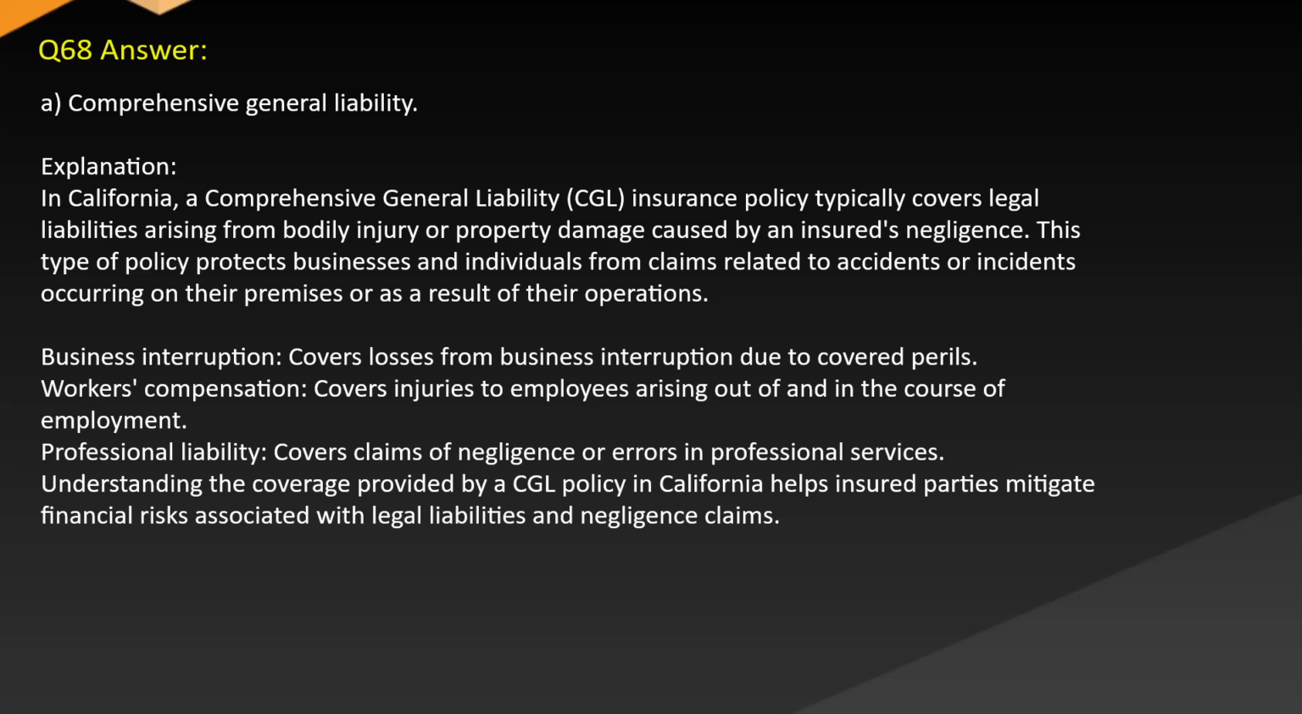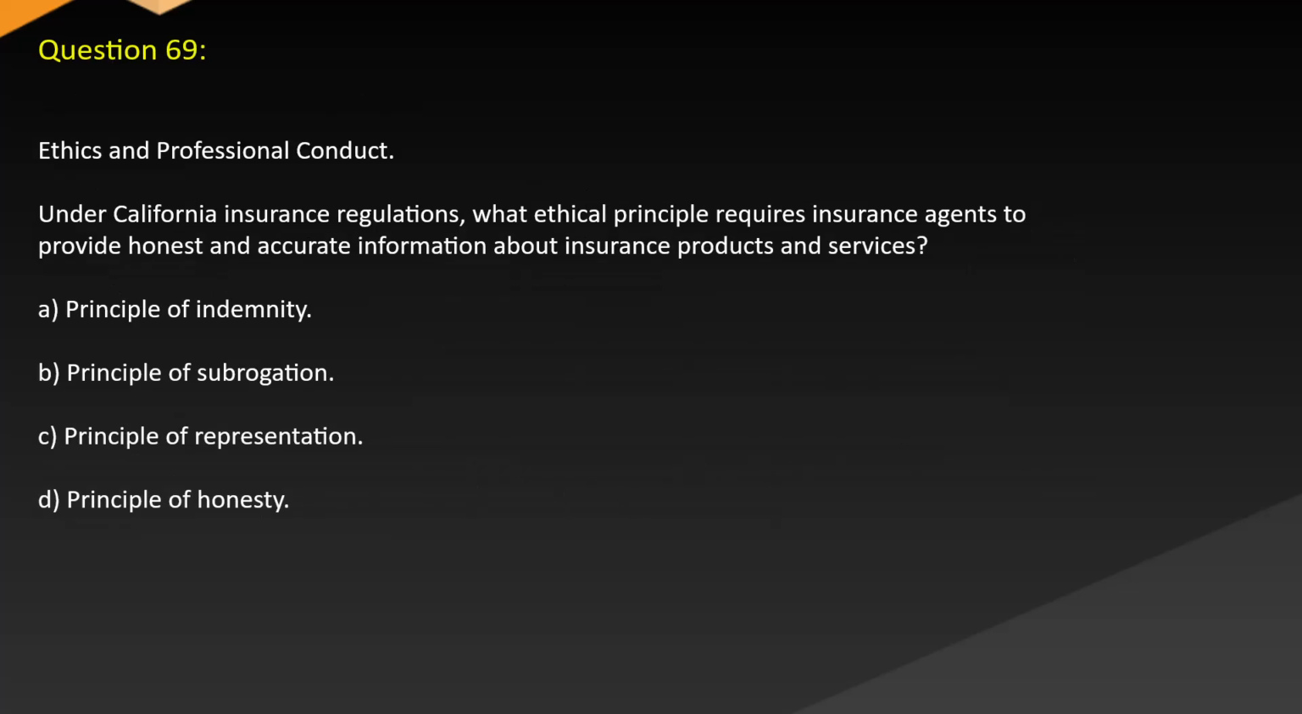Business interruption covers losses from business interruption due to covered perils. Workers' compensation covers injuries to employees arising out of and in the course of employment. Professional liability covers claims of negligence or errors in professional services. Understanding the coverage provided by a CGL policy in California helps insured parties mitigate financial risks associated with legal liabilities and negligence claims. Question 69.